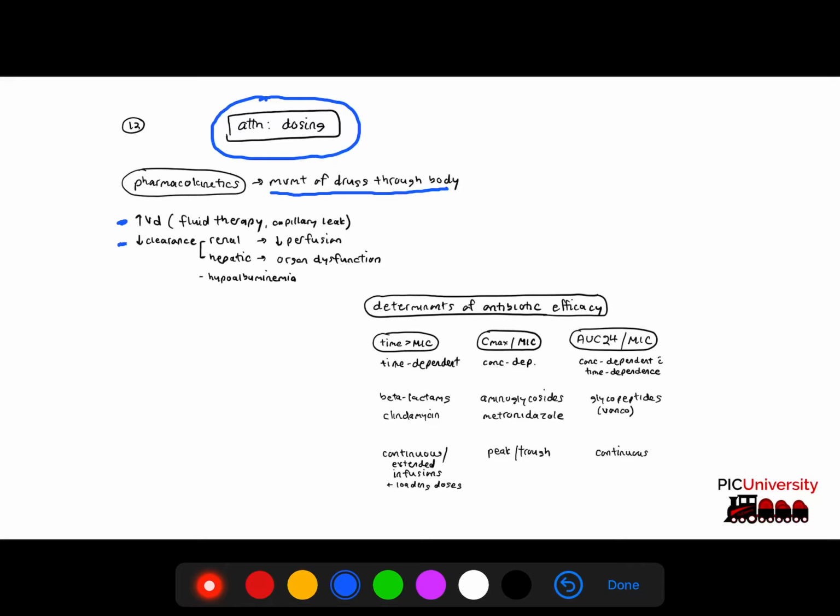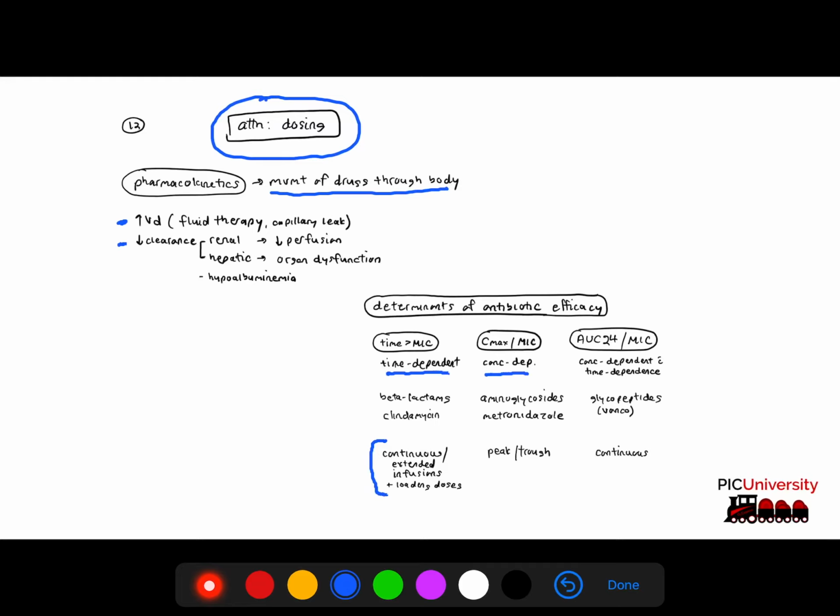And so this can be monitored by analyzing the characteristics of the antibiotics that you're using. So for those antibiotics that have time-dependent action, requiring time to kill their pathogens, such as beta-lactams and clindamycin, there is some evidence, recommended by the campaign, that continuous or extended infusions, plus or minus loading doses, may be an efficacious way to improve the efficacy of their antibiotics.